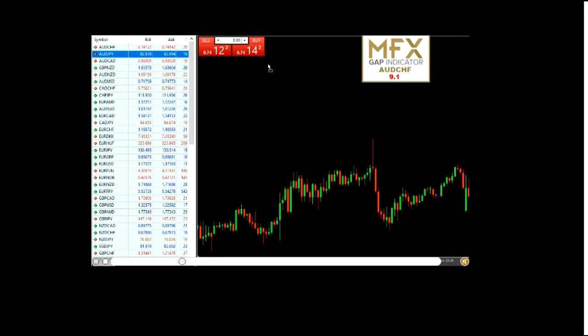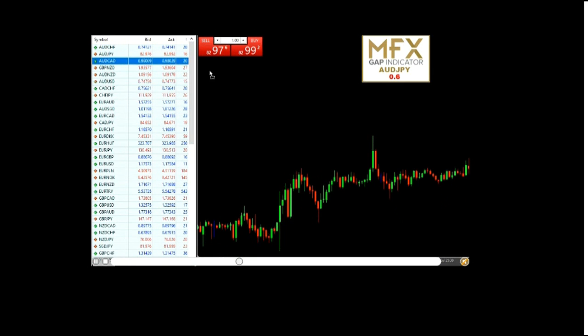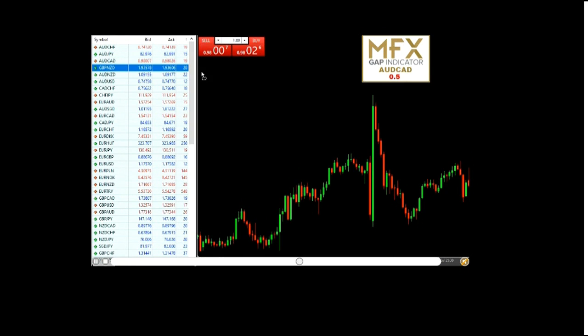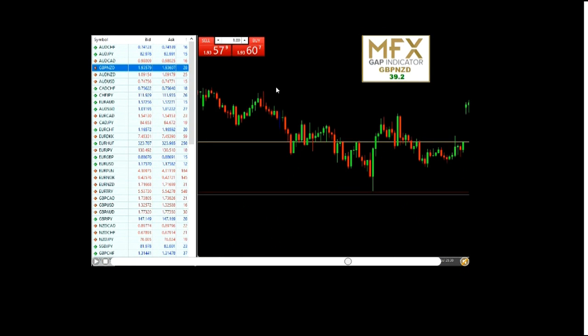Now as the market opens Monday morning, we are simply just going to drag and drop each pair one after another into the chart until we find a gap greater than 10 pips, like so. GBP NZD, there we go, we have it, a gap of 39.2 pips. So let's take a closer look of how this came into play and how it will play out.